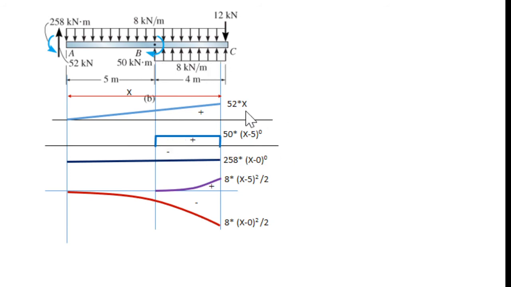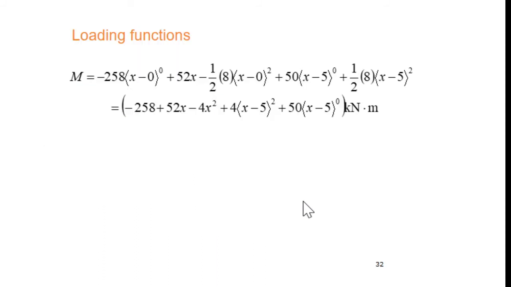So we have 5 expressions, 1, 2, 3, 4, 5. If we write these 5 expressions together, then we can get the moment expression for this beam. So M will be plus this one, plus this one, minus this one, plus this one, minus this one. So your moment expression will be this one. When we get the moment expression, then we have to write the moment curvature relationship.